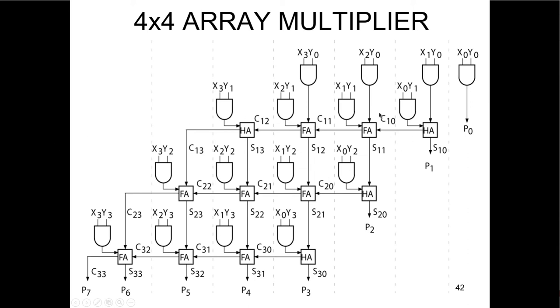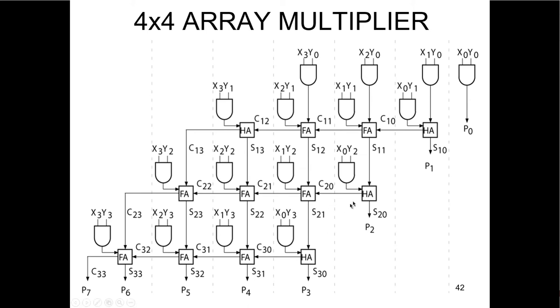And this is how it hooks all together. Now here's the thing, as you look at this diagram, what I want you to pay attention to is what's the critical path? By that I mean, what's the worst case amount of time it's going to take to get through this array and generate the product? Now notice this product is immediately generated by just ANDing X0 and Y0. So that digit comes out extremely fast in one AND gate propagation delay.